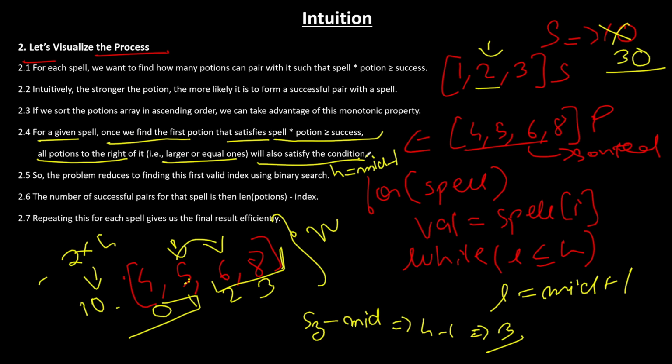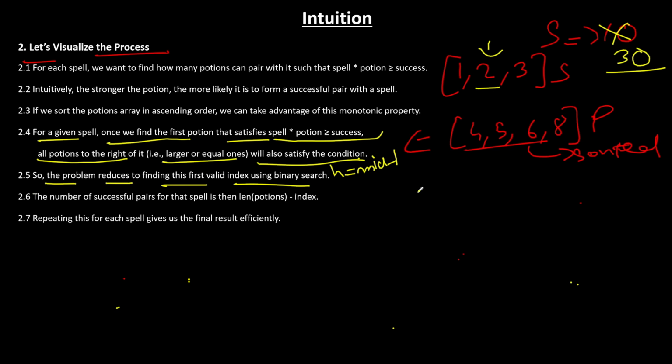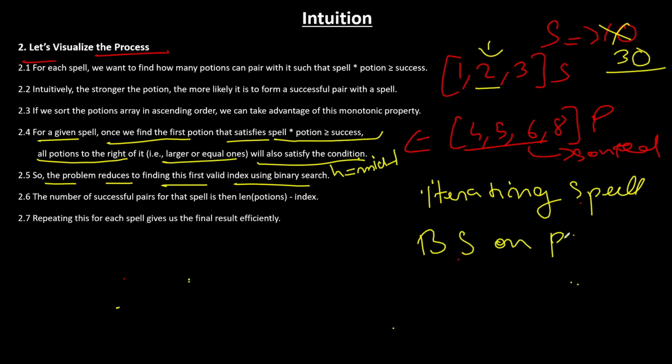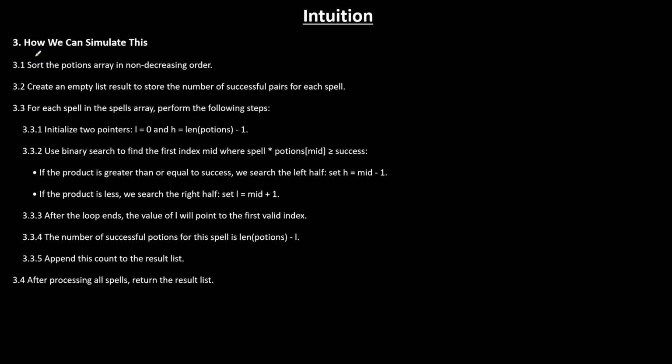Reducing the search space from the right hand side. So the problem reduces to finding the first valid index using binary search, right? I hope you understood how we're going to do that. Here we are using iteration for iterating the spells, and after that, binary search on portions. Pretty straightforward intuition. Now, how are we going to simulate this?